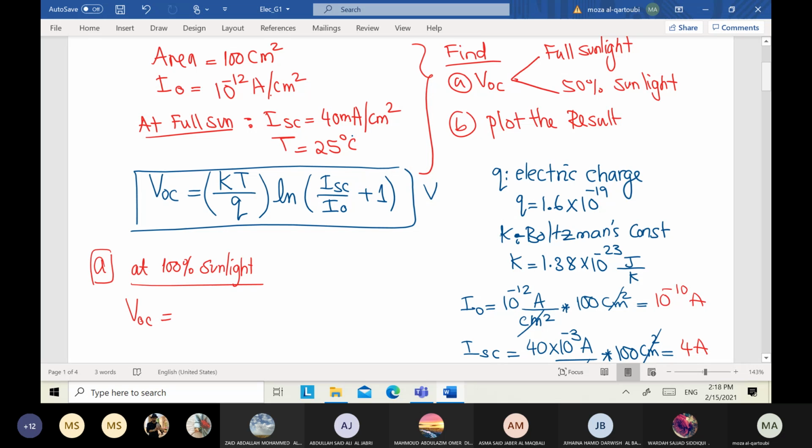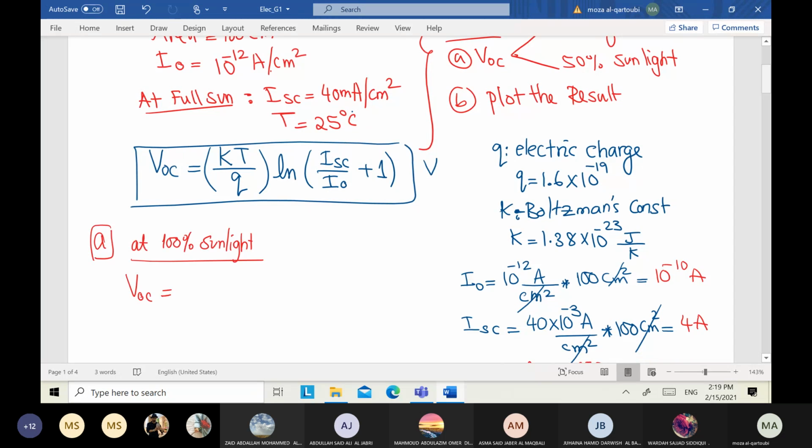Most of the time, the temperature is given as a standard at 25 degrees C. If given at 25, so K constant and Q constant, and with respect to this temperature, we'll find this term will be 0.0257. So this is the first term, so we'll substitute.